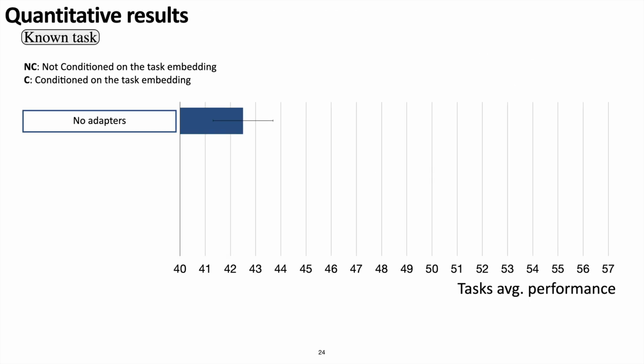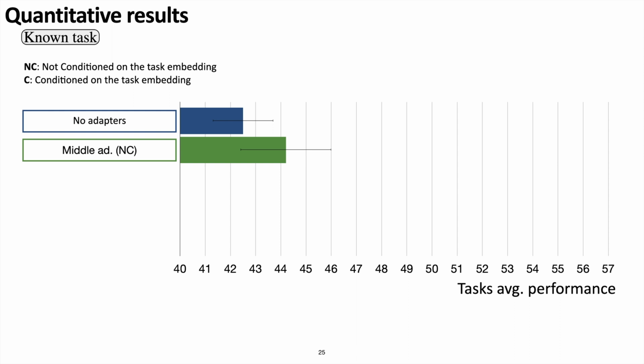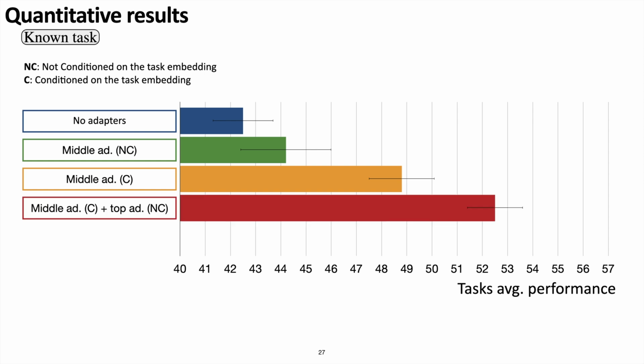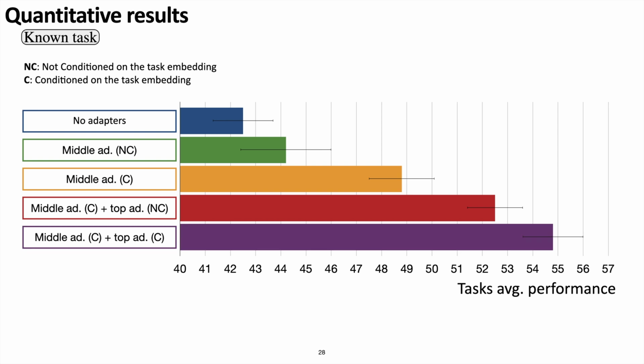Let's move on to experimental results. Here is the average performance of our method without adapters on test episodes of the 12 known tasks. Adding middle adapters without task embedding improves performance. Middle adapters conditioned on task embeddings lead to a boost in performance. Adding a top adapter improves, again, performance. And conditioning the top adapter on the task embedding leads to the best performance.